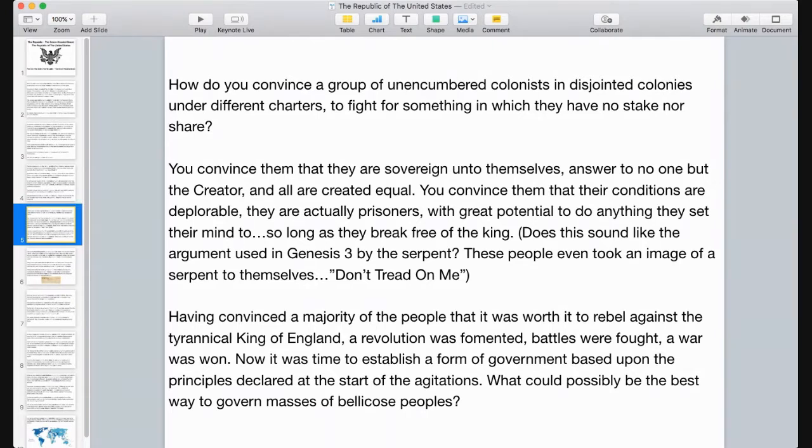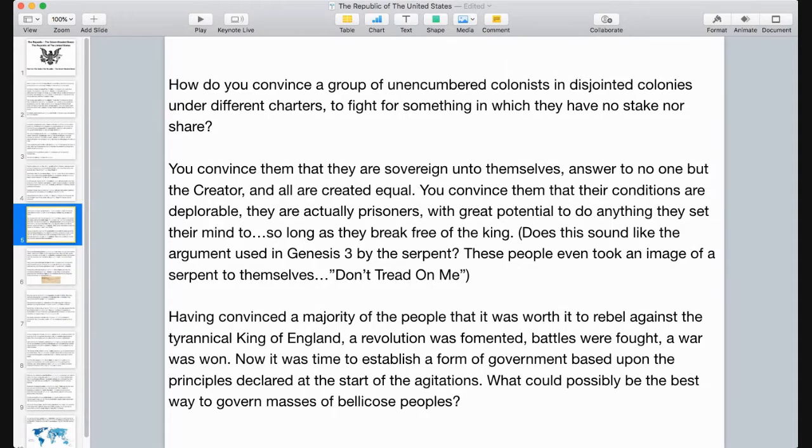Don't tread on me. Having convinced a majority of the people that it was worth it to rebel against the tyrannical King of England, a revolution was fomented, battles were fought, a war was won. Now it was time to establish a form of government based upon the principles declared at the start of the agitations.